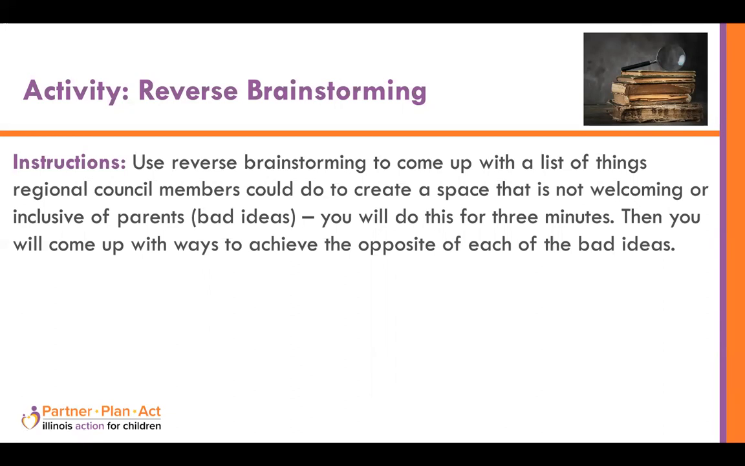You will use reverse brainstorming to come up with a list of things regional council members could do to create a space that is not welcoming or inclusive of parents. These are considered bad ideas, and you will do this for 3 minutes. Then you're going to come up with ways to achieve the opposite of each of the bad ideas. So here's an example.